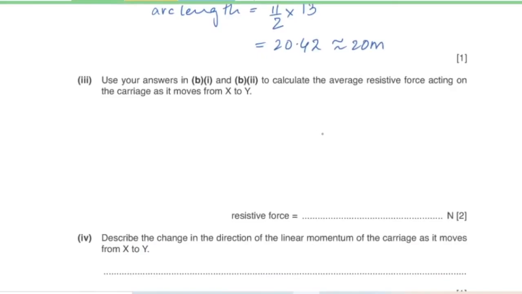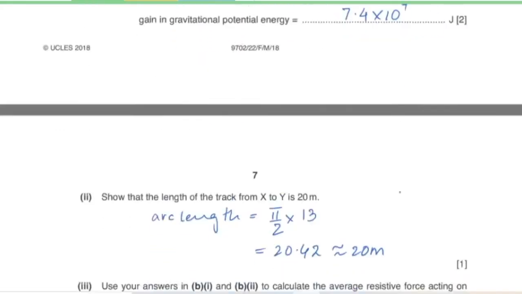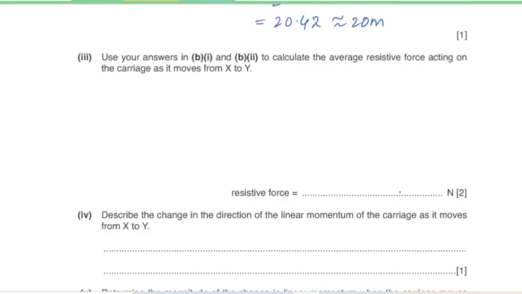Part 3, use your answers in B part 1 and B part 2 to calculate the average resistive force acting on the carriage as it moves from X to Y. Okay, so the changing kinetic energy and gravitational potential energy of the carriage must have resulted in resistive force. So the energy difference between the decrease in kinetic energy and the gain in gravitational potential energy is going to be energy lost due to heat, or work done against air resistance.